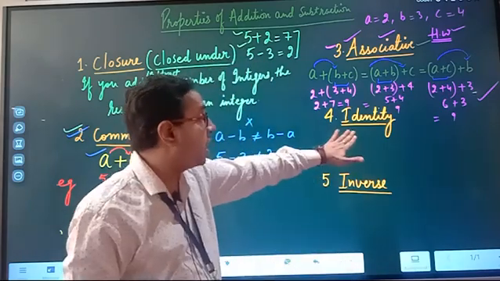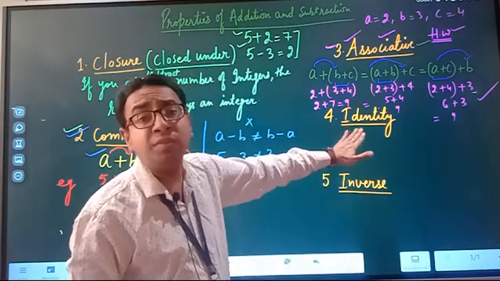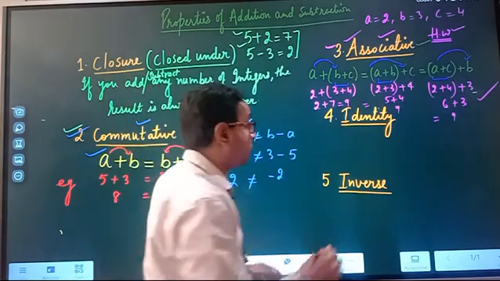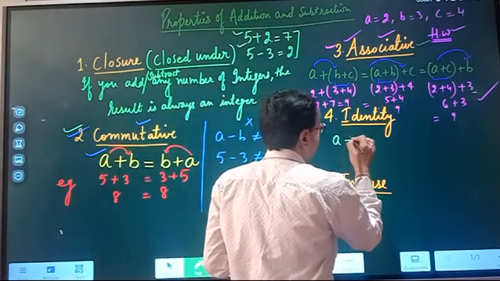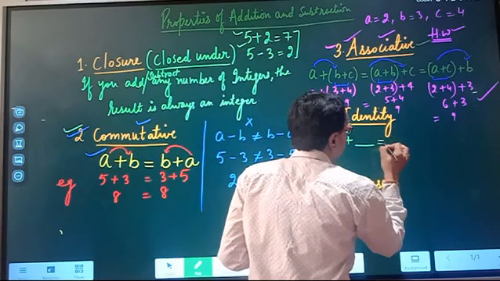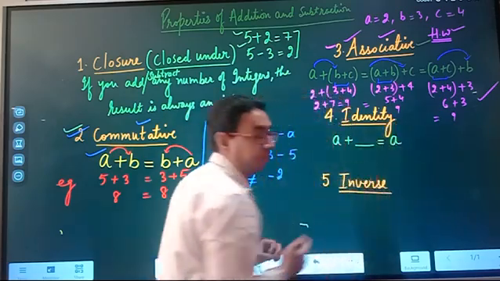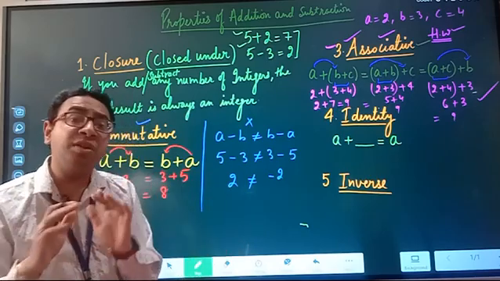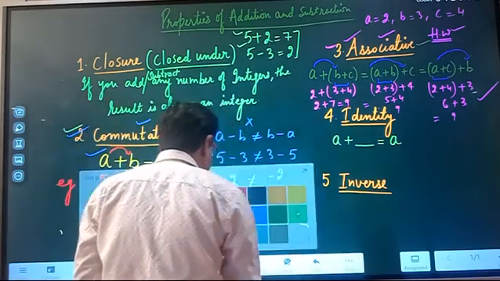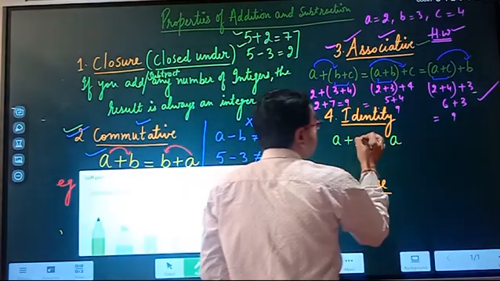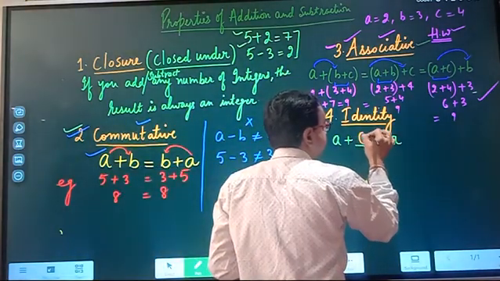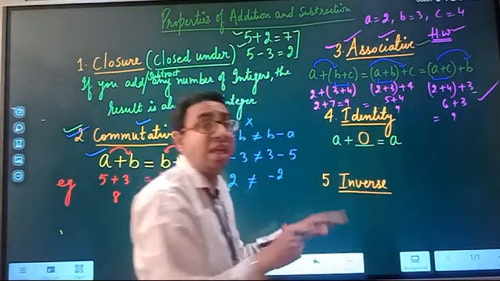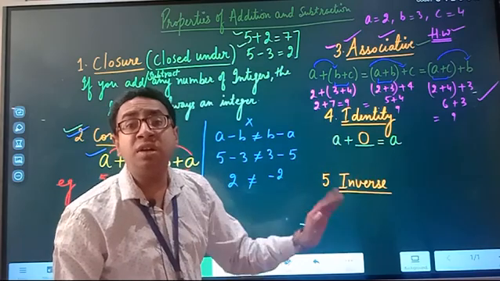The same thing happens here. In the case of integers, we have something called identity. What shall I add to an integer so that I get the same integer back? And the answer is very clear. The answer is 0, because if any number is added to 0, the result is always the same.